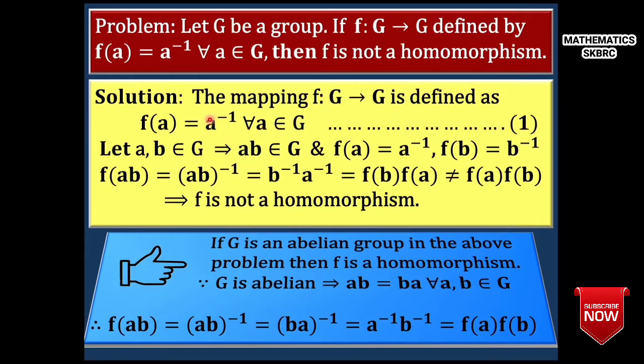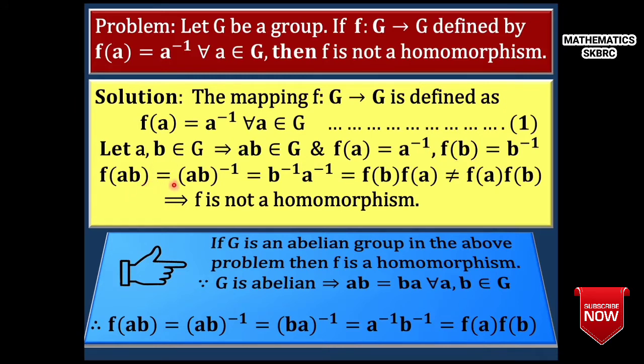Clearly, f is a well-defined mapping on G. How do we verify whether f is a homomorphism or not? Let a, b belong to G, which gives ab also belongs to G by using the closure property. Since G is a group, G satisfies four axioms: closure, associative, identity, and inverse. Since a belongs to G, f of a is equal to a inverse, using (1). b belongs to G, f of b is equal to b inverse.